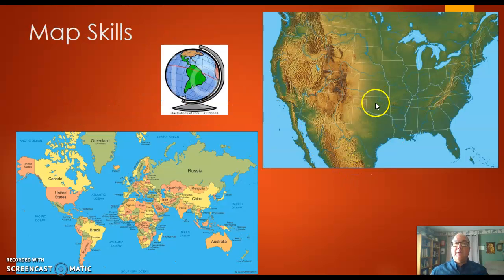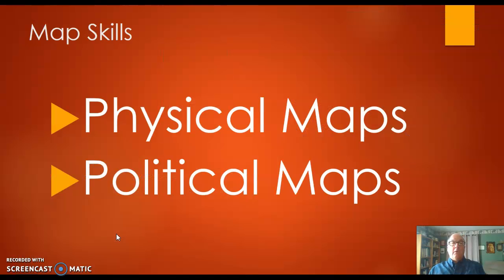So you've looked at some basic physical maps, like here again, our example of the physical map of the United States. You've also looked at things like political maps, such as our political map of the world. Physical maps and political maps, once again, are the basic types of maps that we will use throughout this course.